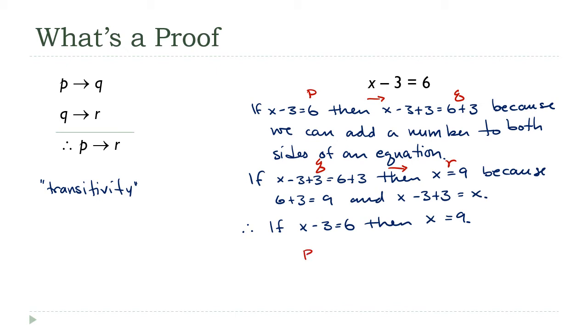or if P, then R. So you can also see the kind of general format that proofs will have here, where every logical step is followed by some kind of explanation. Those are the because parts here.